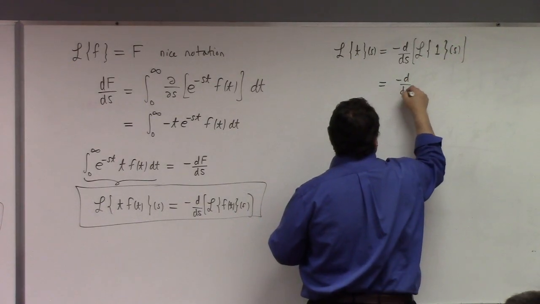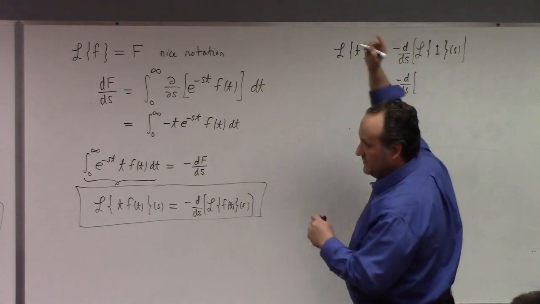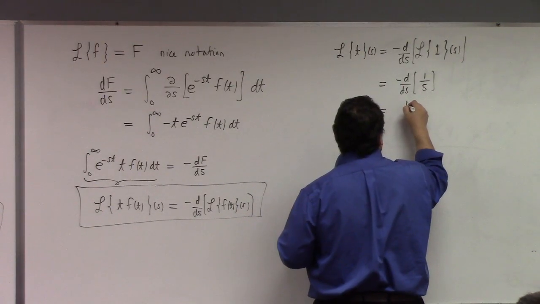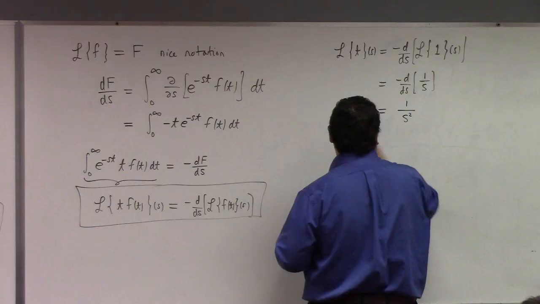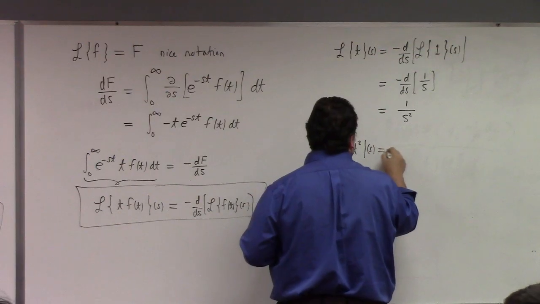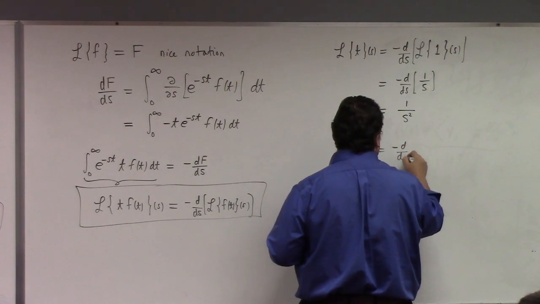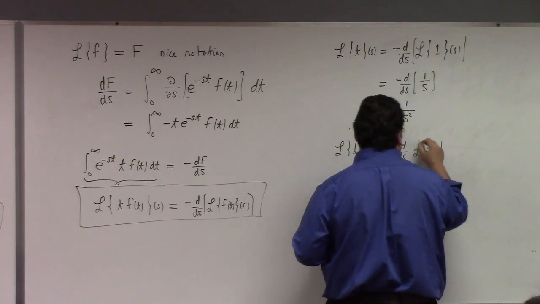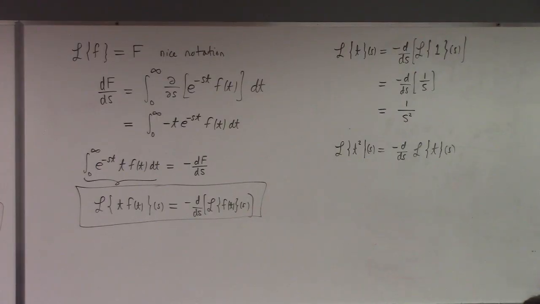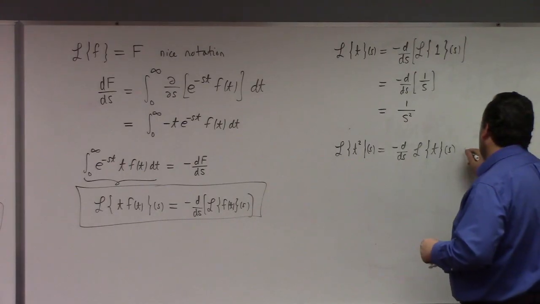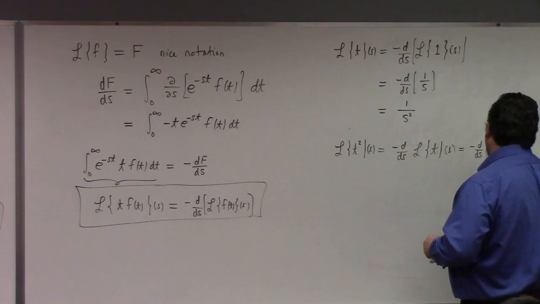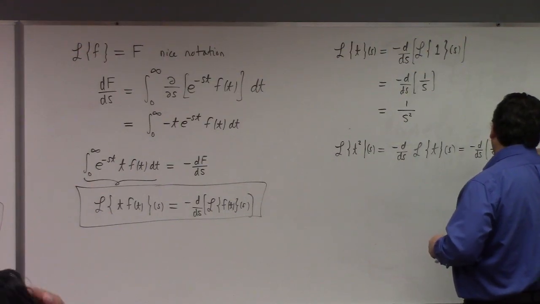Which is minus d/ds of, well, we just worked it out. Laplace transform of 1 was 1 over s, right? So we've got 1 over s squared. Next up, what's the Laplace transform of t squared? Well, that's minus d/ds of the Laplace transform of t, right? By the same token, we can do it a second time. And so that's minus d/ds of 1 over s squared, which, by the way, is 2 over s cubed.